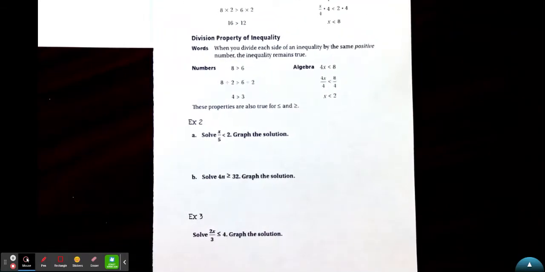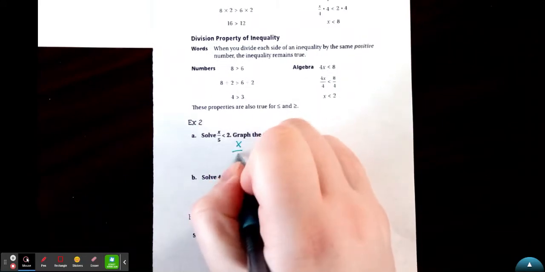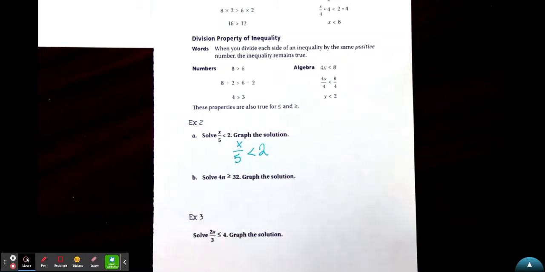All right. Solve x divided by 5 is less than 2. Okay? So I'm going to rewrite this down here. X divided by 5 is less than 2. What do I need to get rid of?